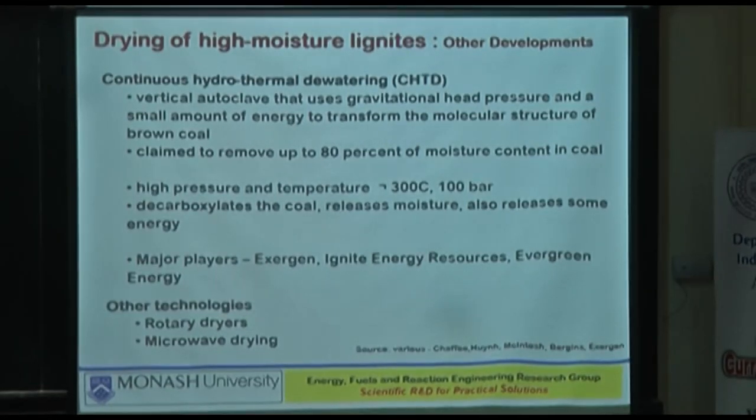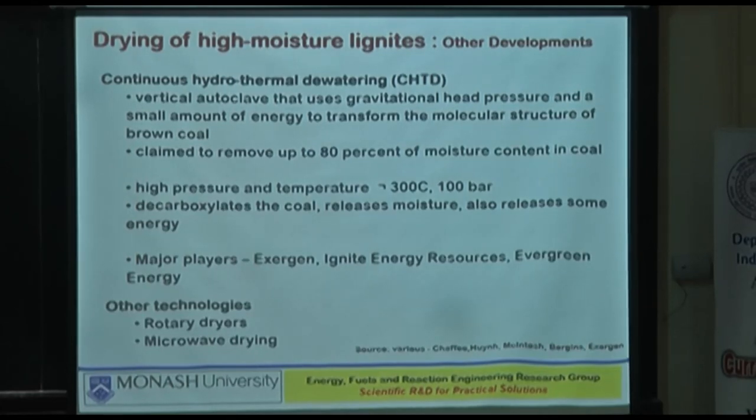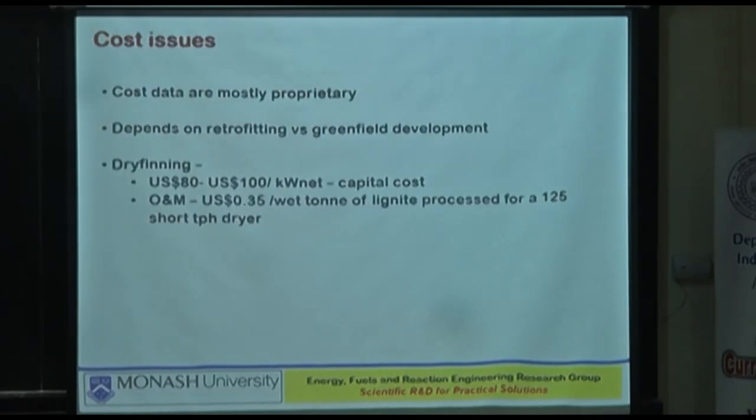Microwave drying at small scale has also been attempted, and it will remain a niche activity in my personal view. It will not become mainstream, because as you know, to produce microwaves you need a huge amount of electricity.